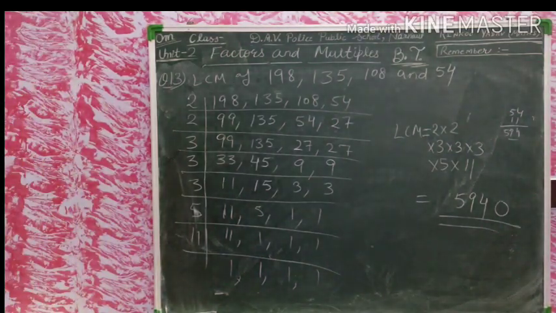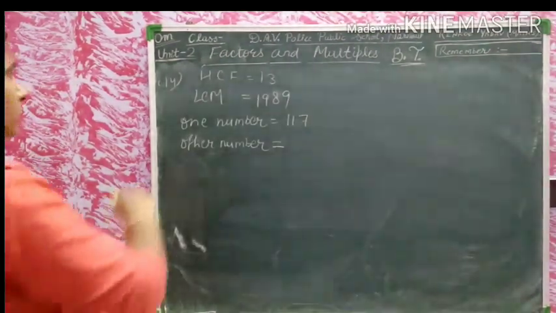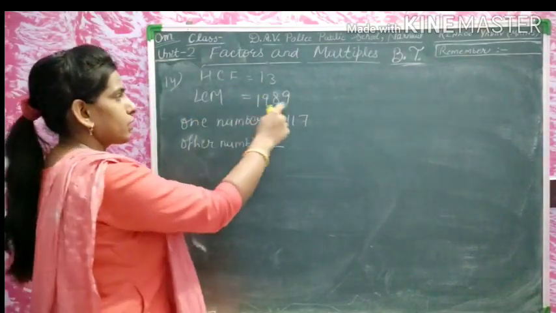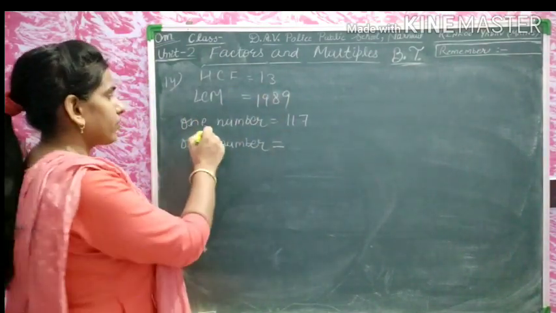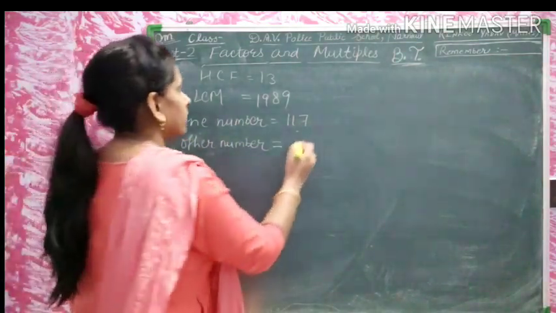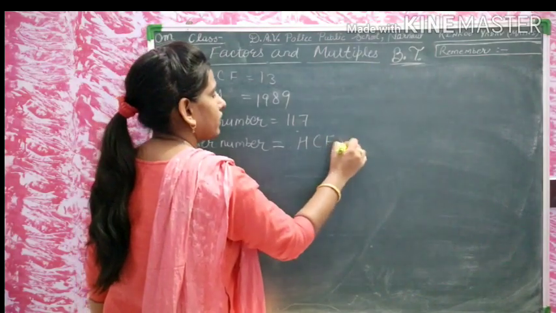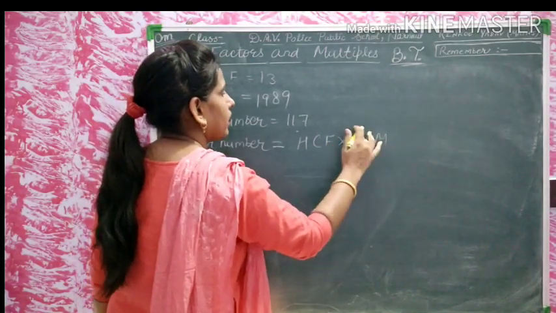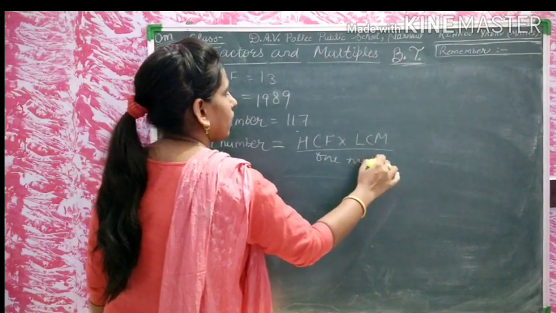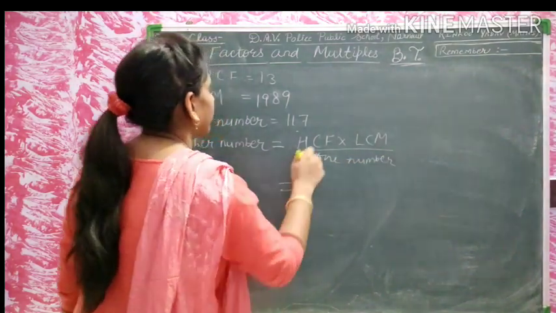Let's see. So students, in question number 14, it is given that HCF is 13 and LCM is 1989, and one number is 117, and we have to find the other number. So the other number is equal to the formula: HCF into LCM, divided by one number. Is this clear, students? You have known about this formula before.